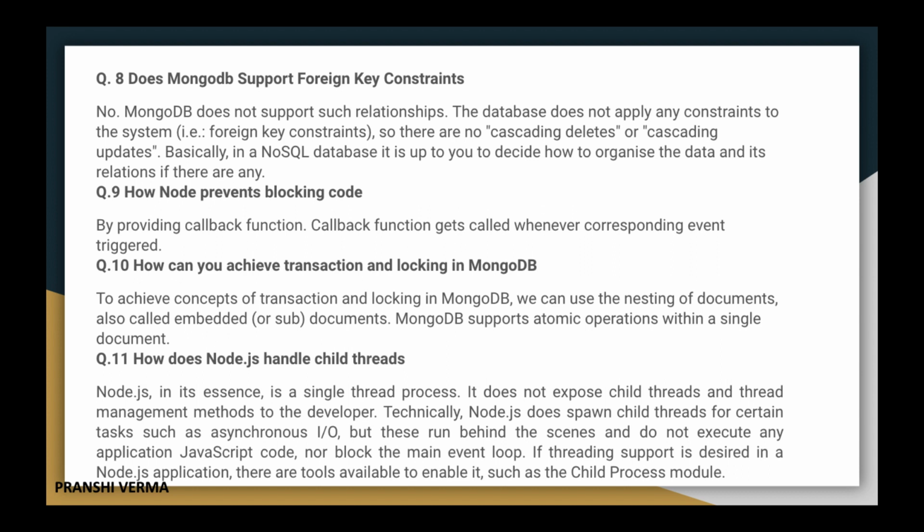Next question is how Node prevents blocking code? Answer: Node.js is designed to be non-blocking, which means that it is able to handle large amounts of input and output (I/O) operations without blocking the execution of other parts of the application. This is achieved through the use of an event-driven, asynchronous model. In the event-driven model, Node.js relies on an event loop to manage the execution of asynchronous callbacks.